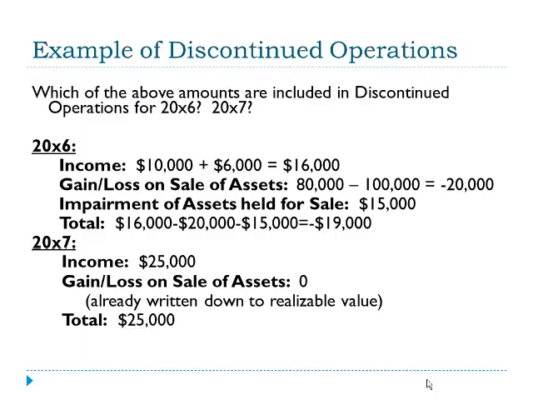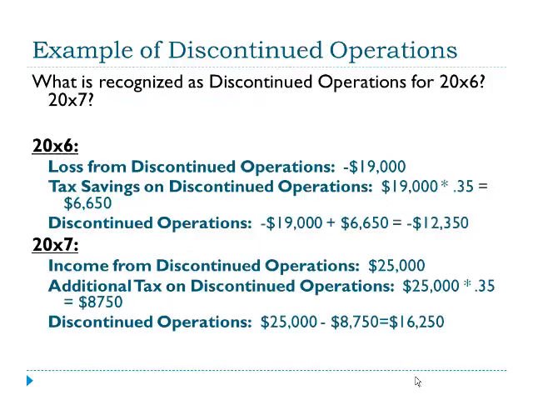In 2007, they anticipate income of $25,000. There's no gain or loss on the sale of assets as long as their estimate of the selling price was accurate and the impairment was completely recorded. So, in 2007, there would just be the $25,000 to report as income from discontinued operations.